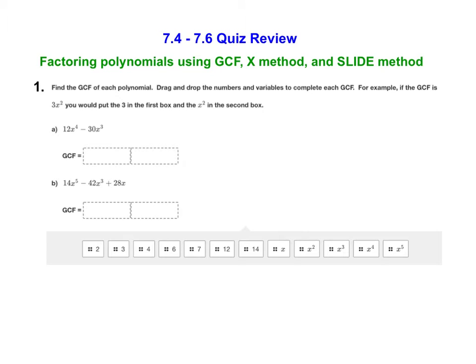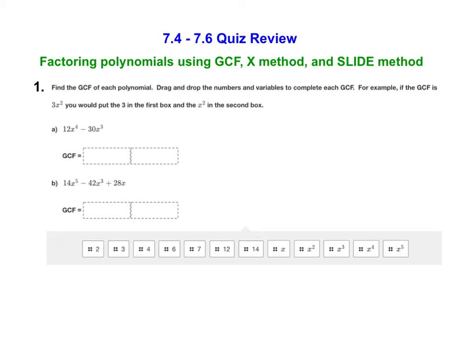Hello, today we're going to be reviewing for your 7.4 to 7.6 quiz. Everything in 7.4 is on factoring. There were three different types of factoring problems that we looked at: factoring using GCF, greatest common factor, the X method, and the slide method.